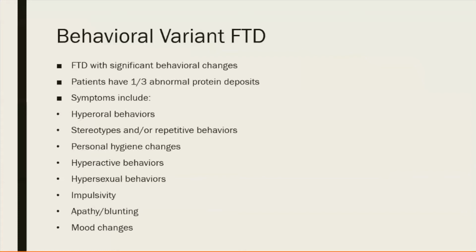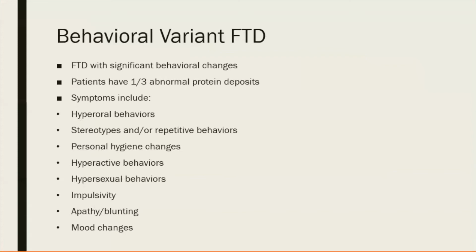So we have some difference in the protein deposits on the brain. Again, we're not really going to be able to know that when we're working with somebody unless they've had a brain scan, but it's good information to know. But our symptoms are very significant with behavioral variant FTD, right?